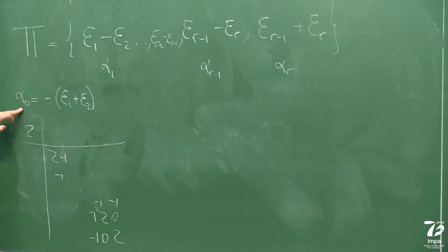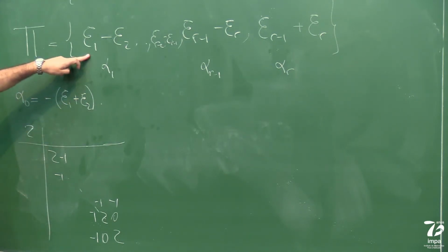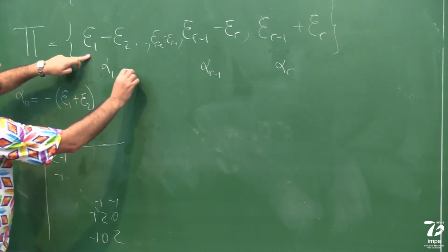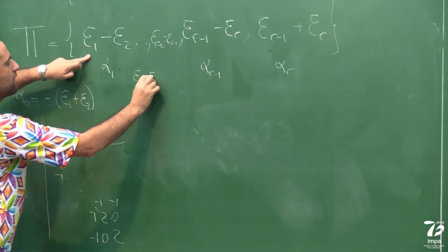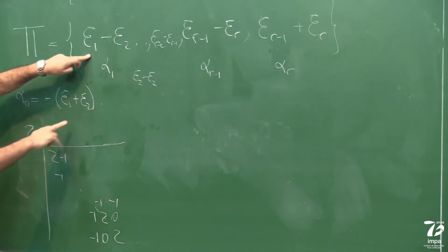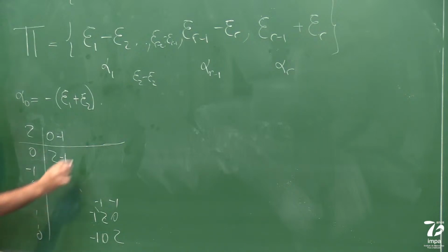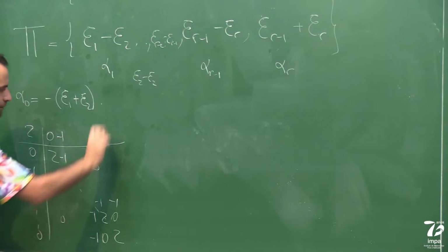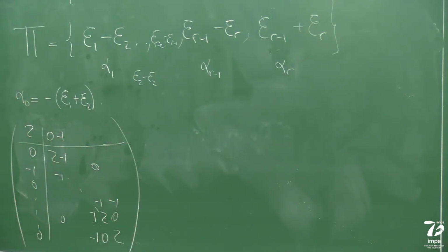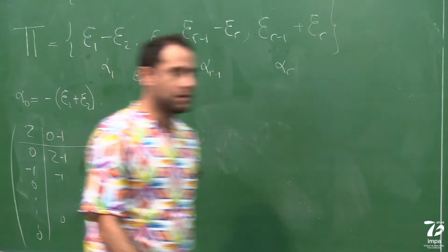The same thing for this alpha 0. This thing is perpendicular to alpha 1, but alpha 2 is epsilon 2 minus epsilon 3, and it has a non-trivial inner product with this. So here I have a 0, and here I have a minus 1. And then everything else is 0. So this is the Dynkin diagram for D_r.